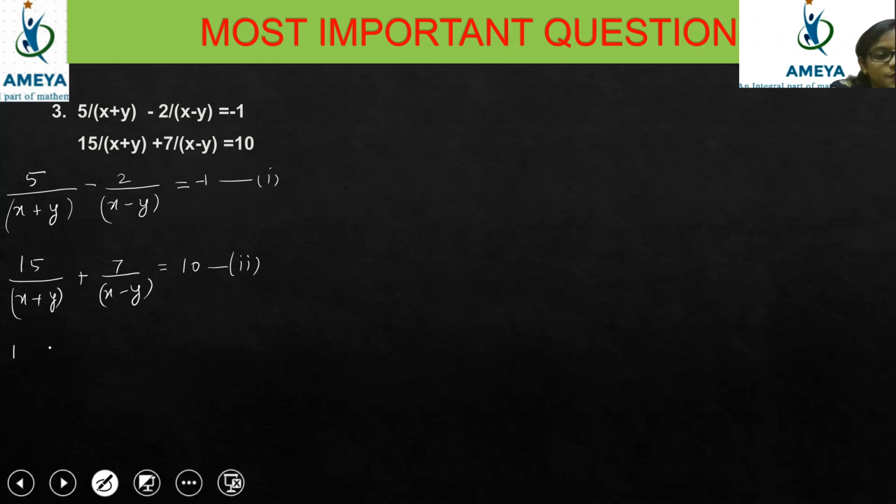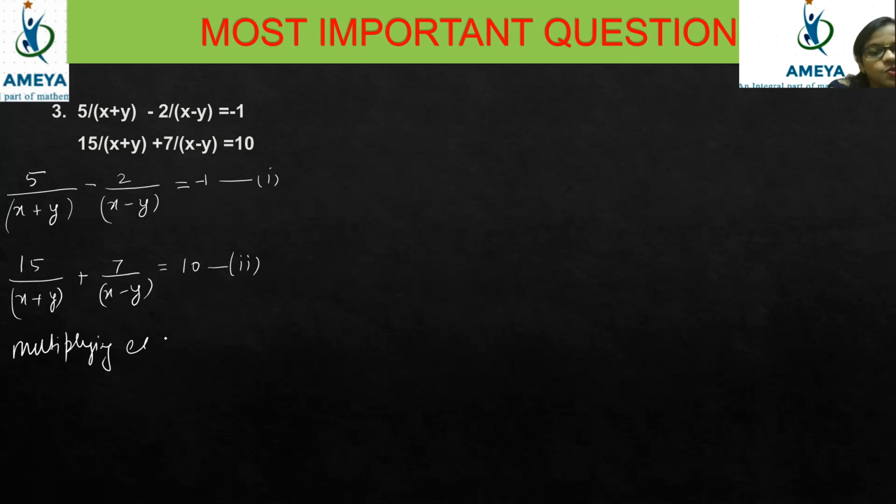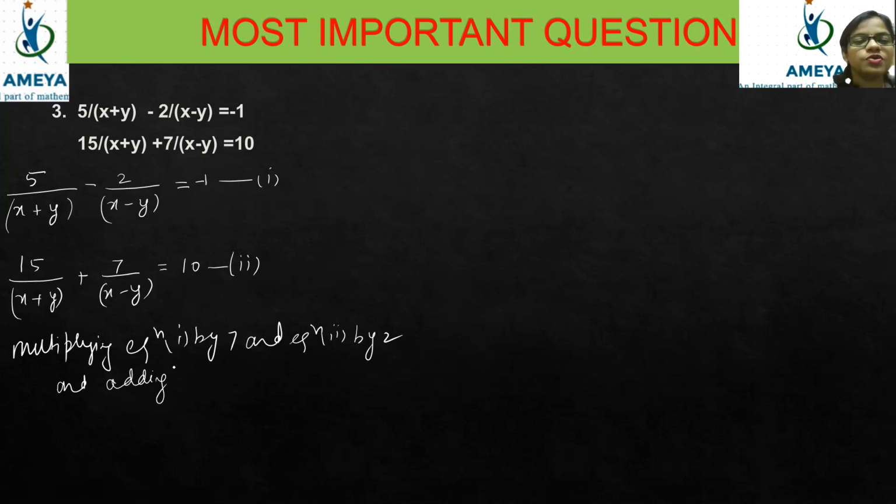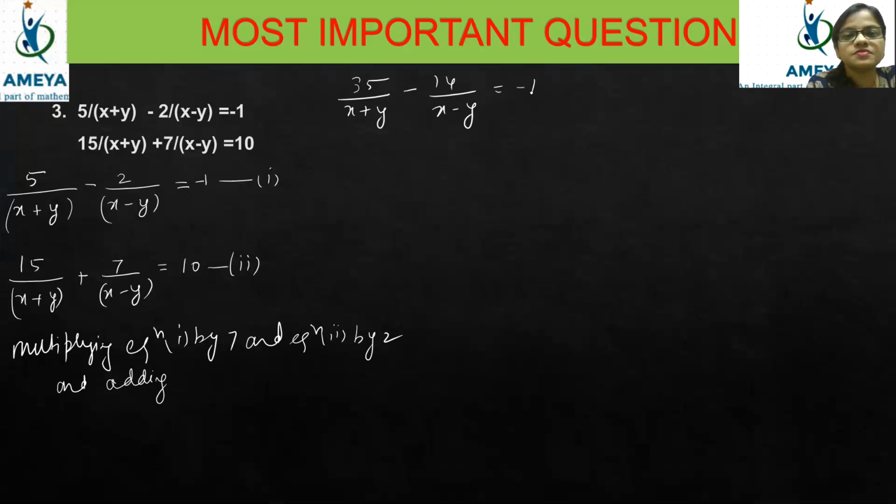So, multiplying equation 1 by 7 and equation 2 by 2 and adding. Let's see what we are going to do. 7 5s are 35 by (x plus y) minus 14 by (x minus y) equal to -7.